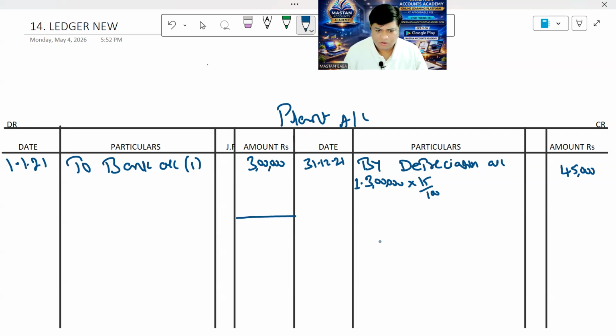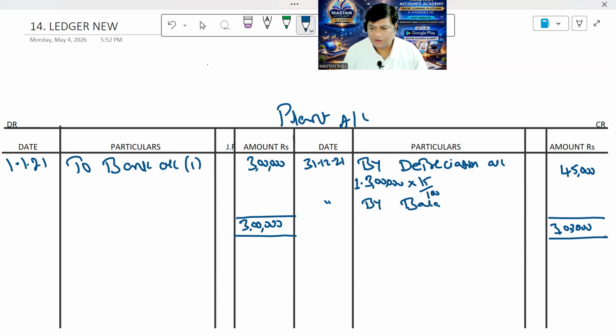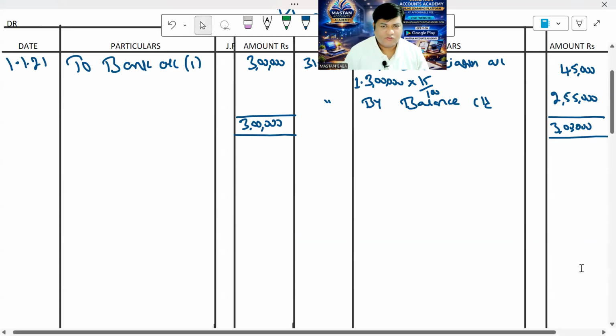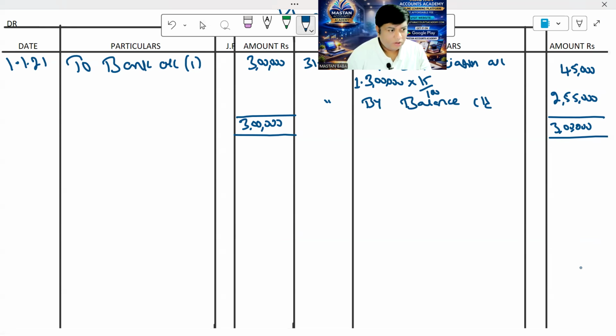So just close the account here. 3 lakhs and 3 lakhs, and 3 lakhs minus 45,000. We'll discuss now by balance carried down. By balance carried down, dear students, it comes to 2,55,000. So we'll go to the next year, that is 1st January 2022, to balance brought down.